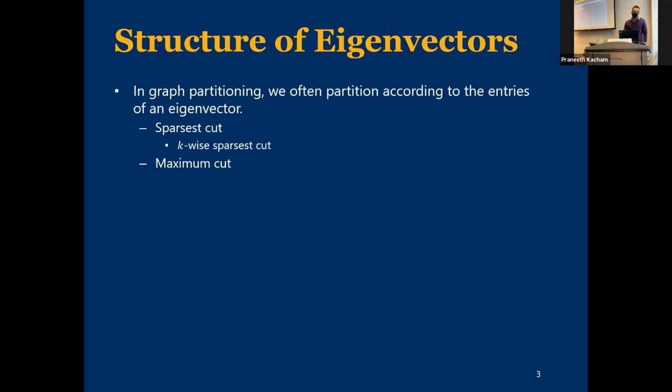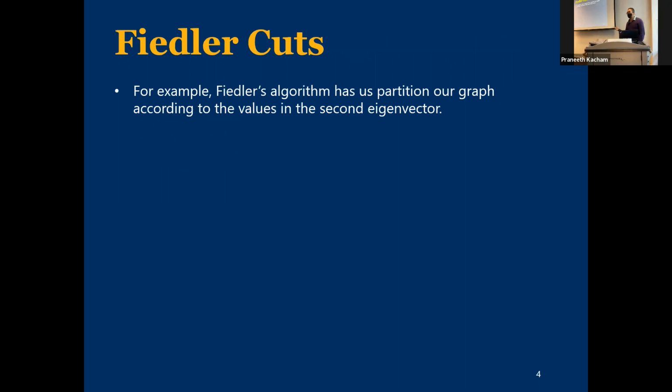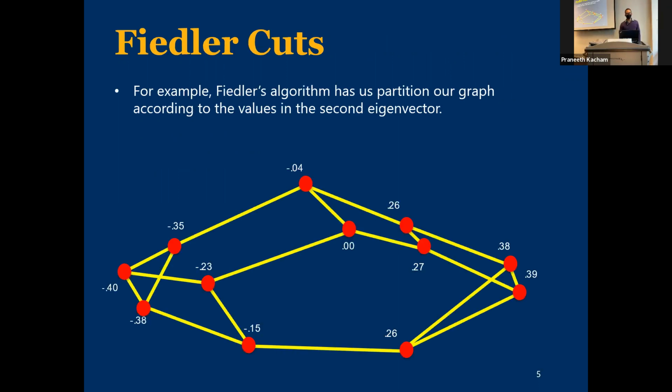An example of this is what are known as Fiedler cuts. So for a Fiedler cut, we take the second eigenvalue of the adjacency matrix, then we can order according to the value in that eigenvector. And then Fiedler cuts ask us to look at the different cuts that we have by partitioning according to the values in this eigenvector, right? So we just look at the series of cuts according to this value.